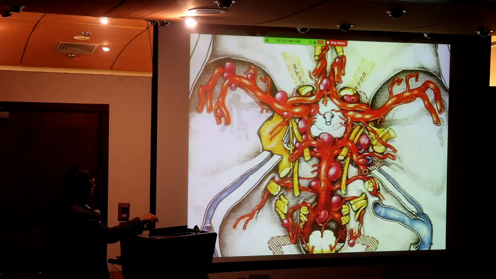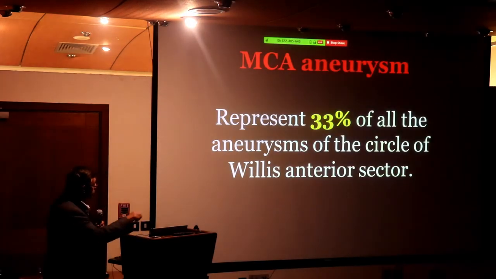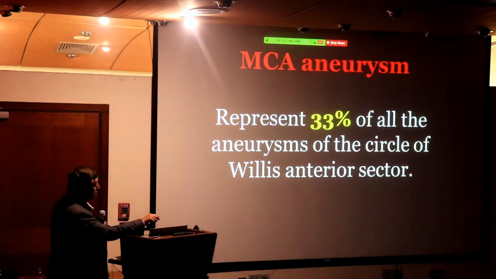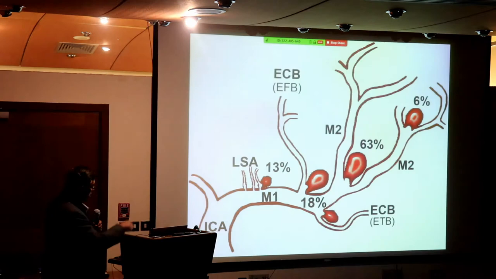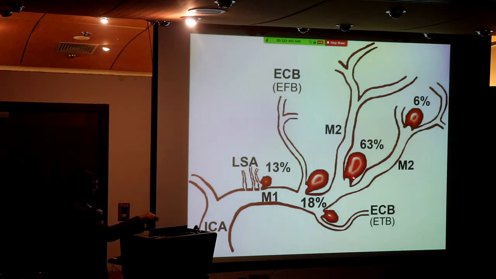The commonest of these aneurysms are in the anterior circle of Willis. So this here is the commonest. Here, backwards, posterior are less common. Middle cerebral represents 33% of the anterior circle of Willis aneurysms. And the commonest place where we have the aneurysm is at the bifurcation.